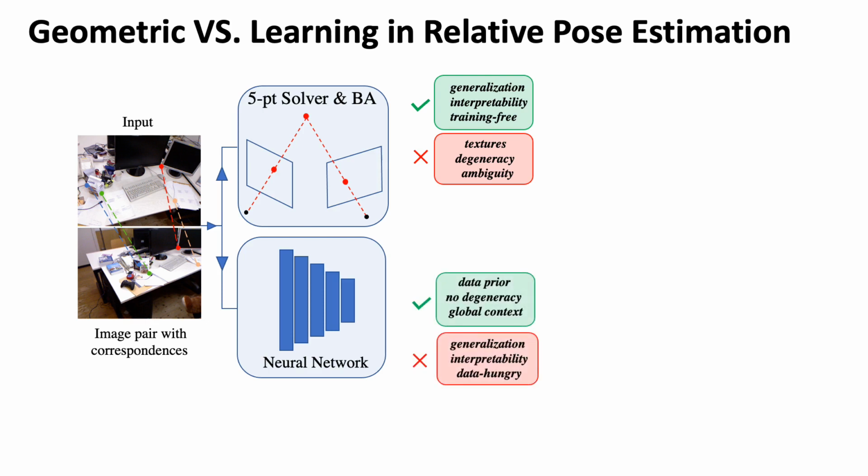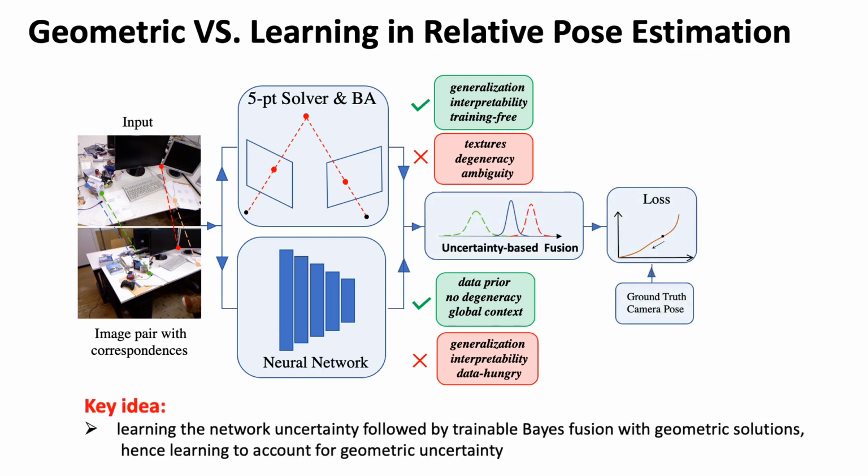The question of how to combine the two methods to trade off their relative benefits is the subject of our study. In particular, we propose to fuse the two solutions based on their respective uncertainty. The key idea lies in learning the network uncertainty together with a trainable Bayesian fusion with the geometric solution. This way, the uncertainty learning is guided by the geometric uncertainty.